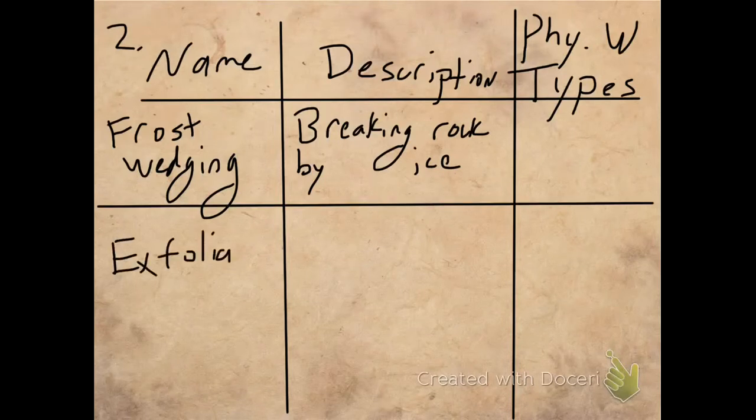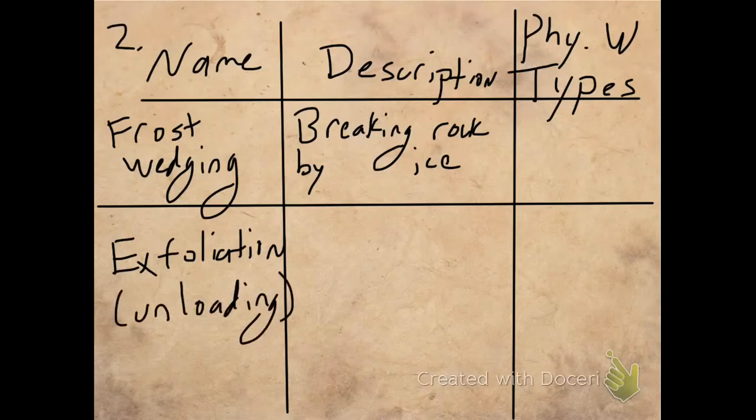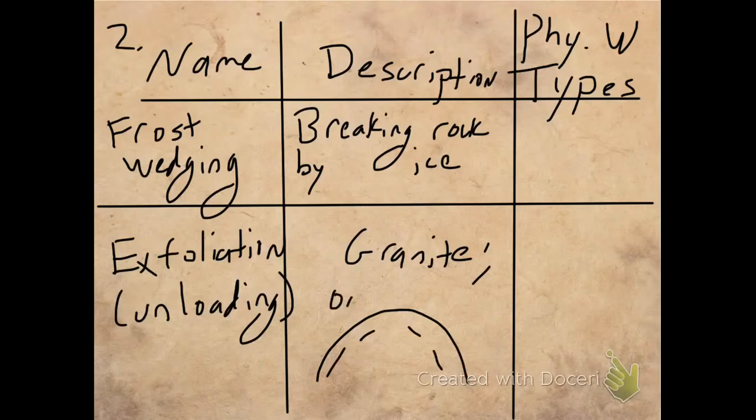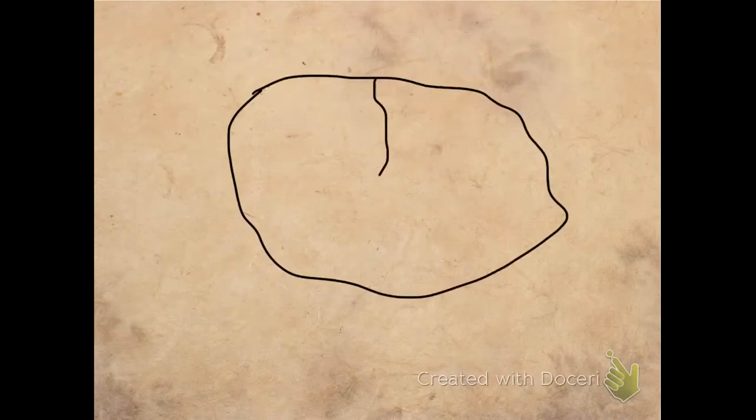Okay, the next one, a little bit more fancy perhaps, is exfoliation. Can you name the other term used for exfoliation? What's another name for exfoliation? And the answer is unloading. Okay, can you describe exfoliation? Well, exfoliation typically occurs in granite, and it's where it develops onion-like layers when that granitic pluton has come to the surface and undergone pressure release. All the pressure has been removed.